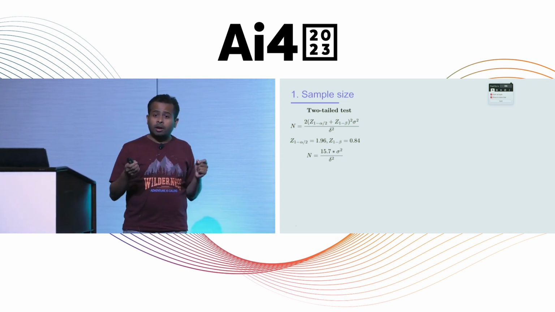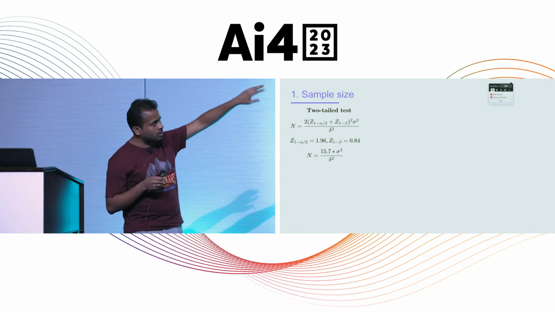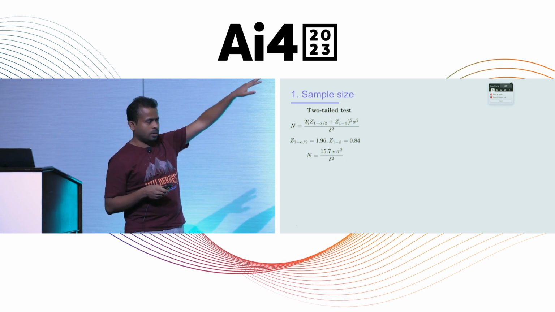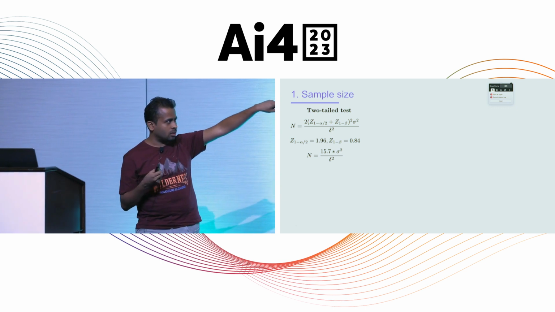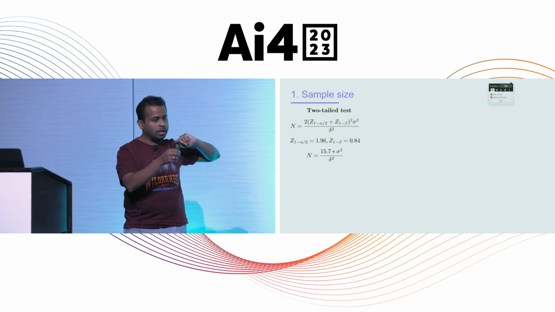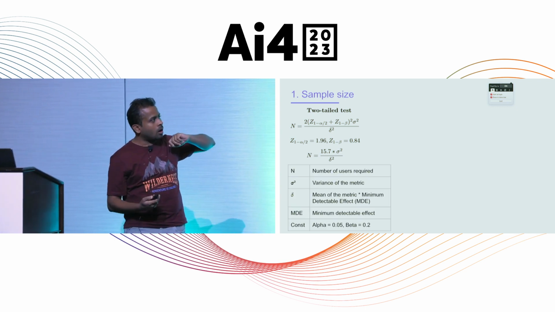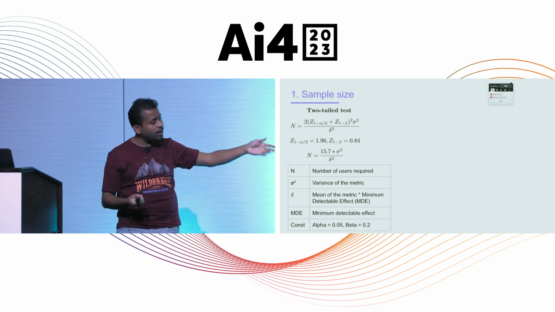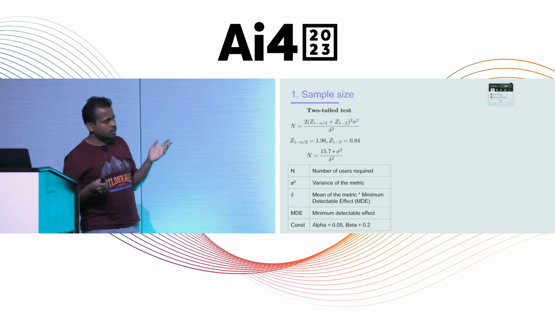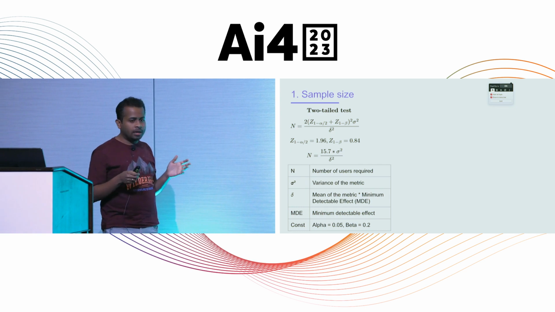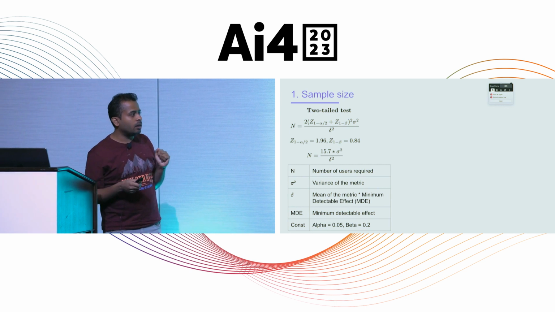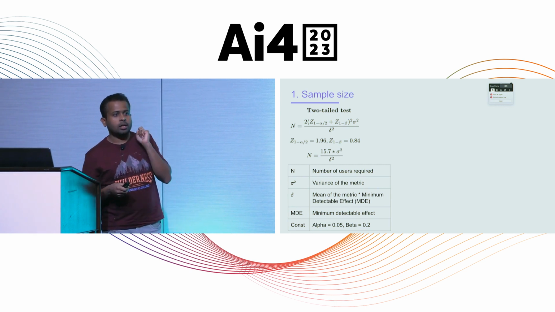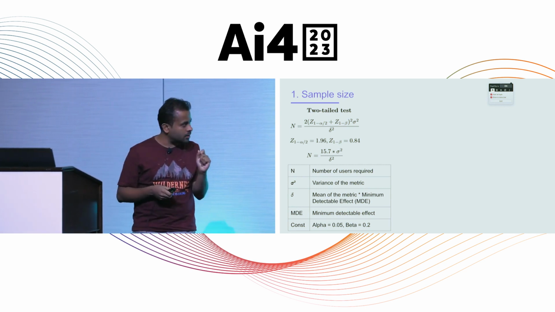So what does it depend on? Well, there is a nice formula here. Ignore the first formula, it's a bit scary, but focus on the last one. N is equal to 15.7 into sigma square by delta square, where N is the number of users required and sigma square is the variance. Delta is the mean of the metric multiplied by minimum detectable effect, where minimum detectable effect is the minimum delta that you want to detect in your A/B test.